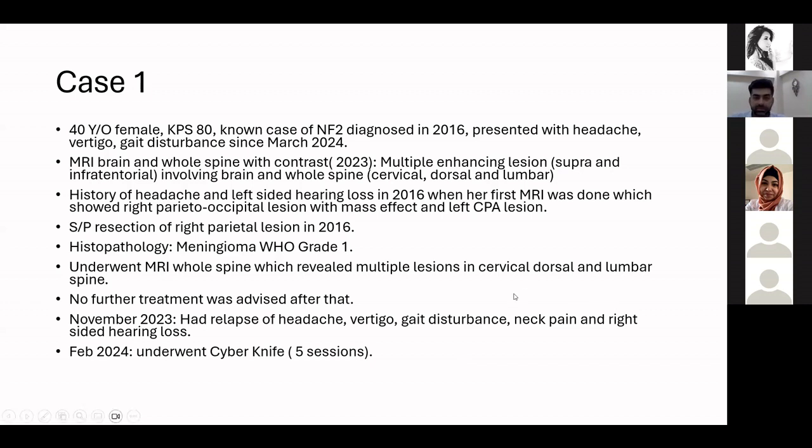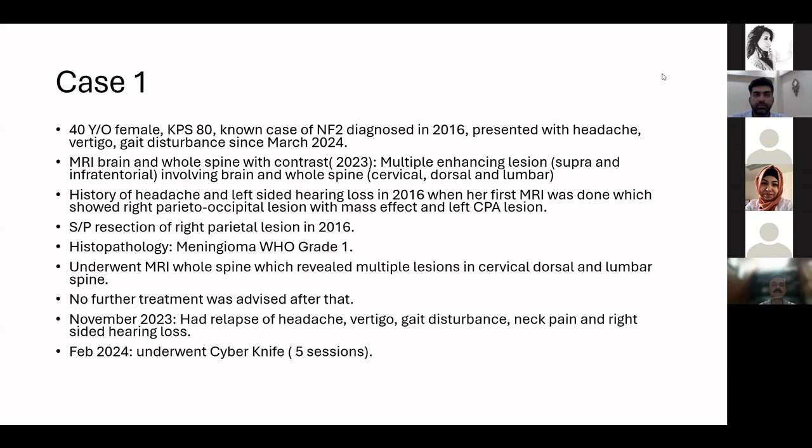Sir, she is a 40-year-old female of KPS 80, known case of NF2, diagnosed in 2016. Presented with headache, vertigo, gait disturbance since March 2024. MRI brain and whole spine done in 2023, where it showed multiple enhancing lesions, supra and infratentorially, involving brain and whole spine, cervical, dorsal, and lumbar.